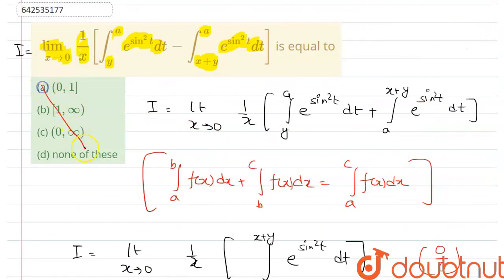And I guess these options are not for this question. I've added it by mistake. So this value of I will be equals to e to the power sin square y. This is our final answer.